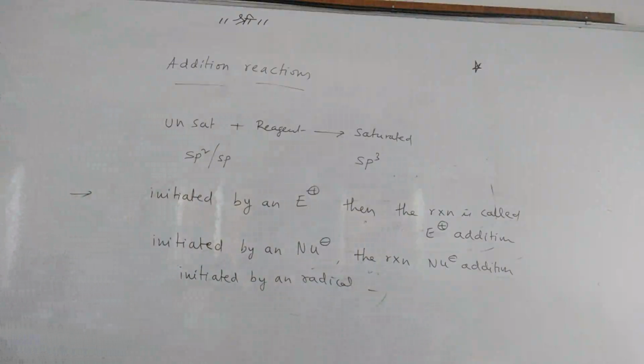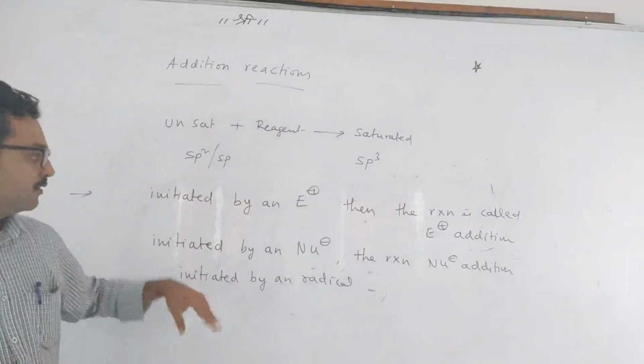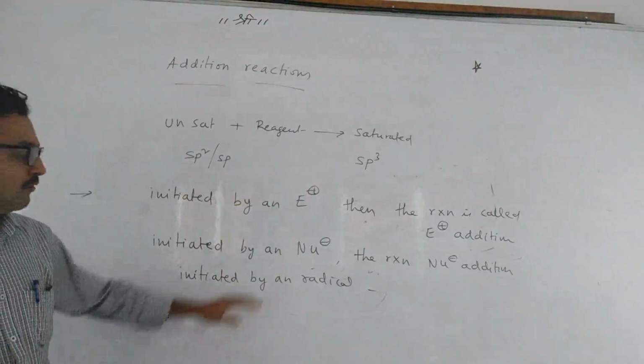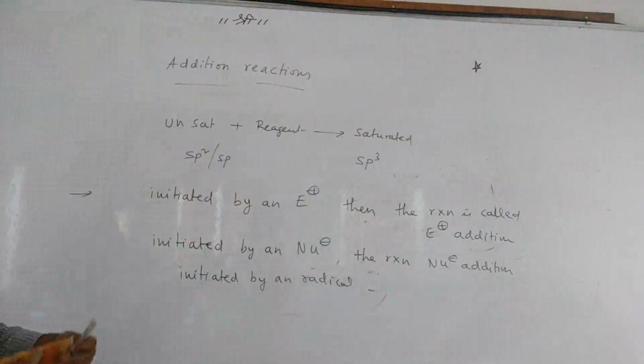In this, radical addition reactions are very few, only one or two. Electrophilic addition and nucleophilic addition are important. We will see one by one.